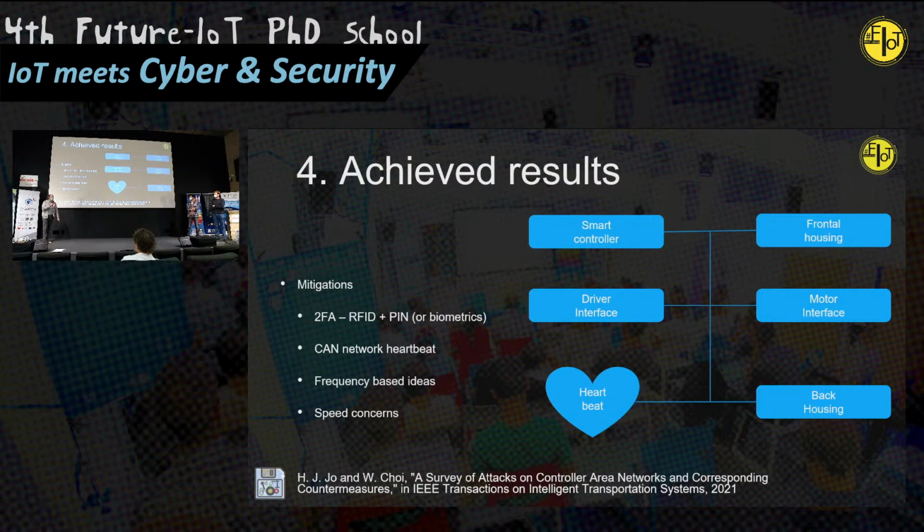Second mitigation technique would be to make an actual heartbeat on the CAN network. Since you cannot see if there is an additional node, a malicious node, trying to communicate with your own nodes on the CAN network, you can try to have a system that sends a heartbeat message to make sure that the system isn't compromised. So this goes with a frequency-based messaging system, which has been shown in the reference we show on the bottom.